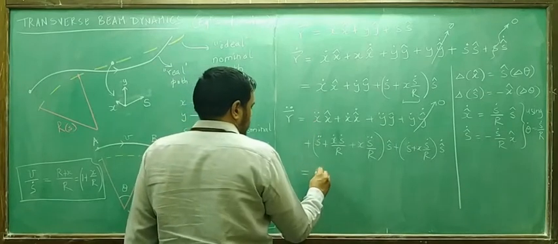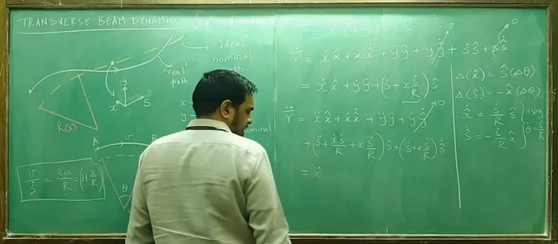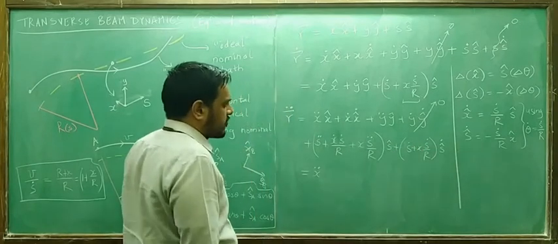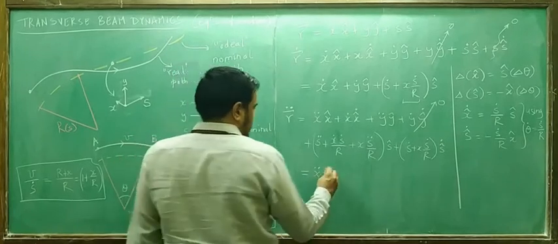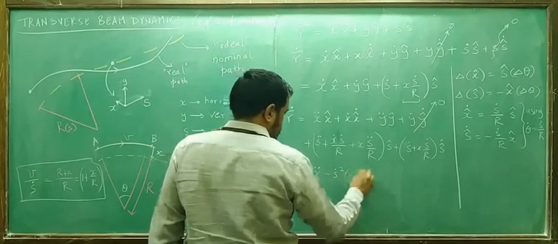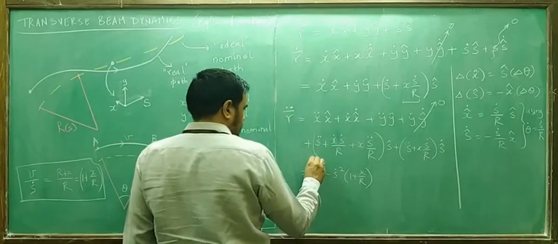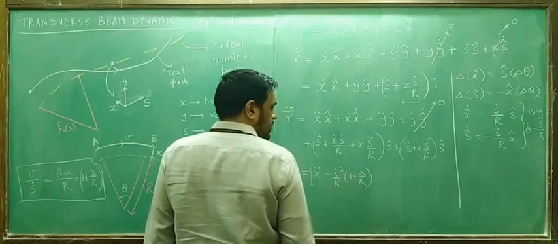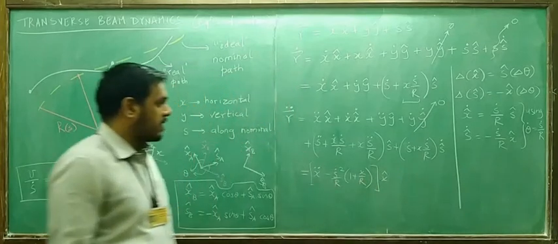You have got, of course, x double dot, x hat, and s hat dot will also give you an x hat. So that will actually give you minus s dot square by r into 1 plus x by r. Unless I am mistaken, this is correct. Okay.